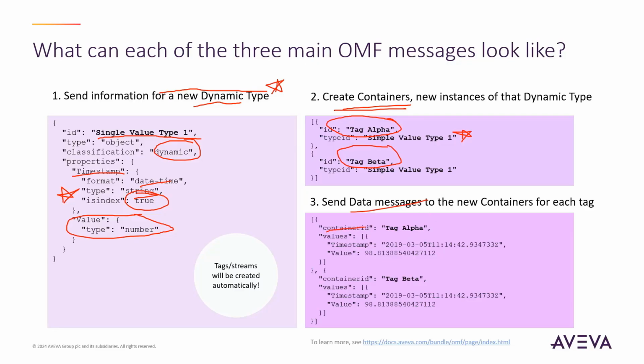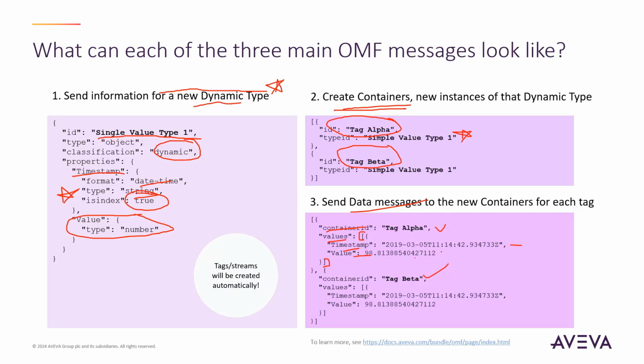You pass in the container ID, and you say values, and it's an array. So you can actually do bulk value updates. And in this case, I'm just sending one with a timestamp. So my timestamp in ISO format and my value. I do the same thing with tag alpha and tag beta. So this is how easy it is to construct OMF messages. If I actually sent these messages along, it would actually be accepted by my destination.